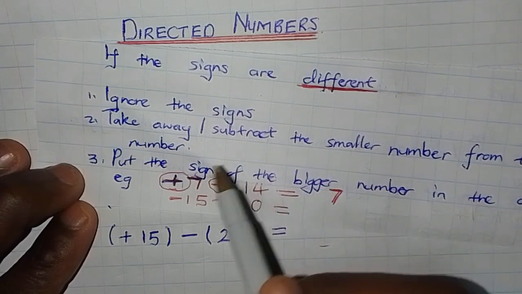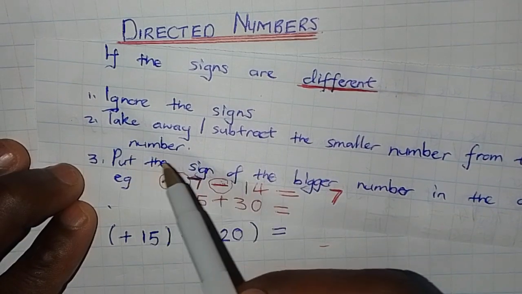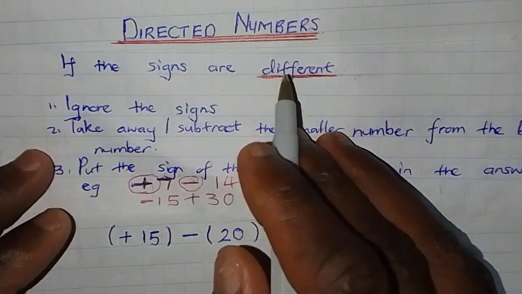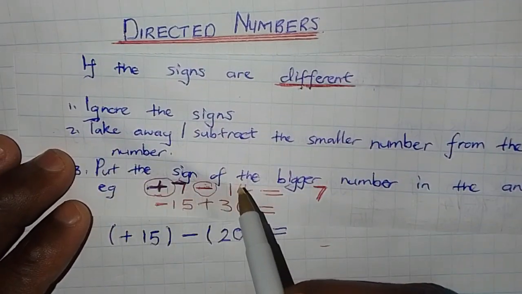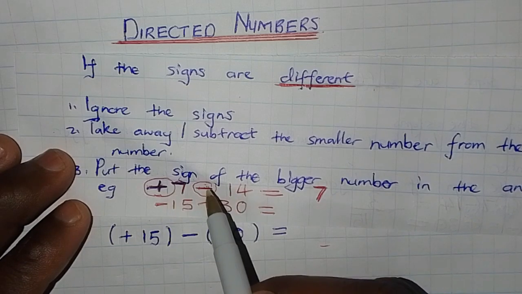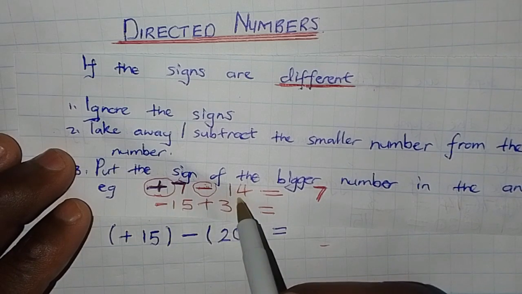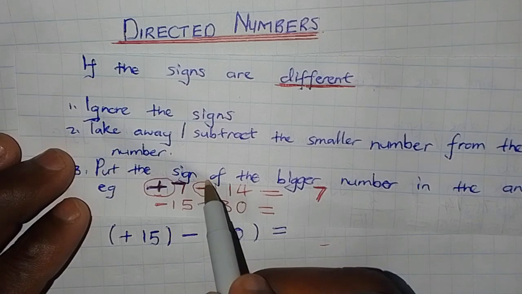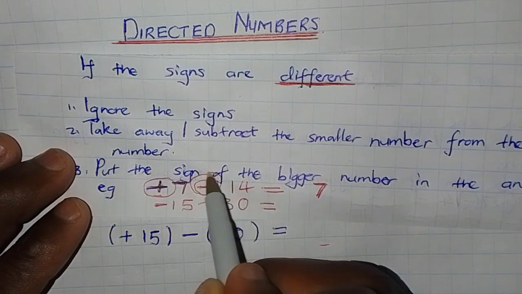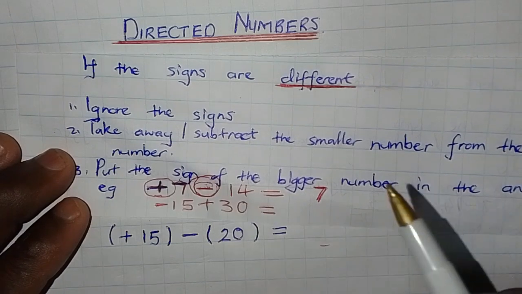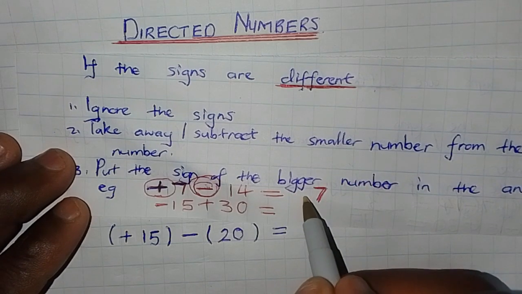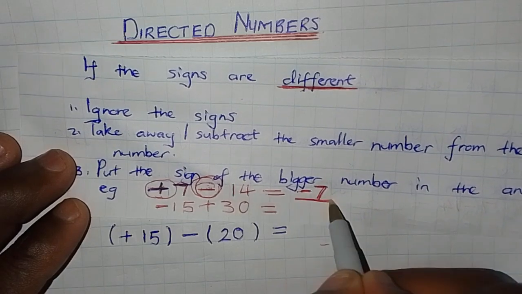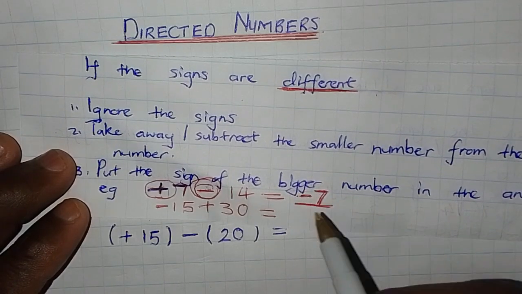After getting this answer, what do we now have to do? Put the sign of the bigger number in the answer, right? When we consider 14 and 7, remember the bigger number is 14 without considering the sign. What is the sign of 14? The sign of 14 is negative. Here it is. So the answer takes the sign of the bigger number, which is negative. So our answer is negative 7. Remember to include the sign there.